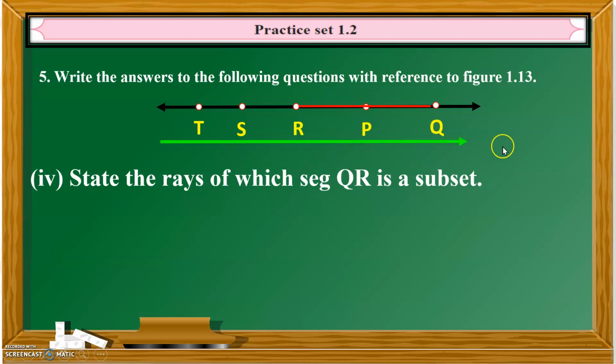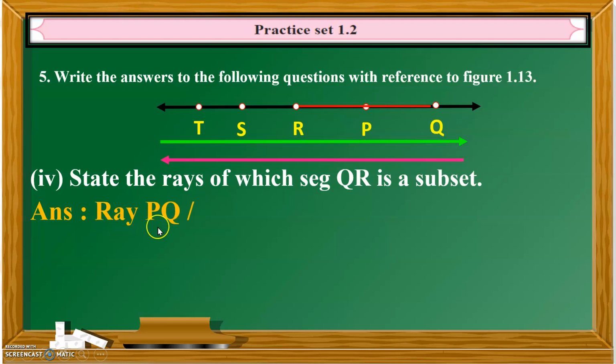A ray could be in this direction and a ray could be in this direction. Any of these rays. So you could have any ray starting with T, S, R, P, Q or Q, P, R, S, T in the other direction. It's an open-ended question. Any answer is correct here. But you have to start with ray. Ray PQ, ray PR, ray RT. Any answer is correct.